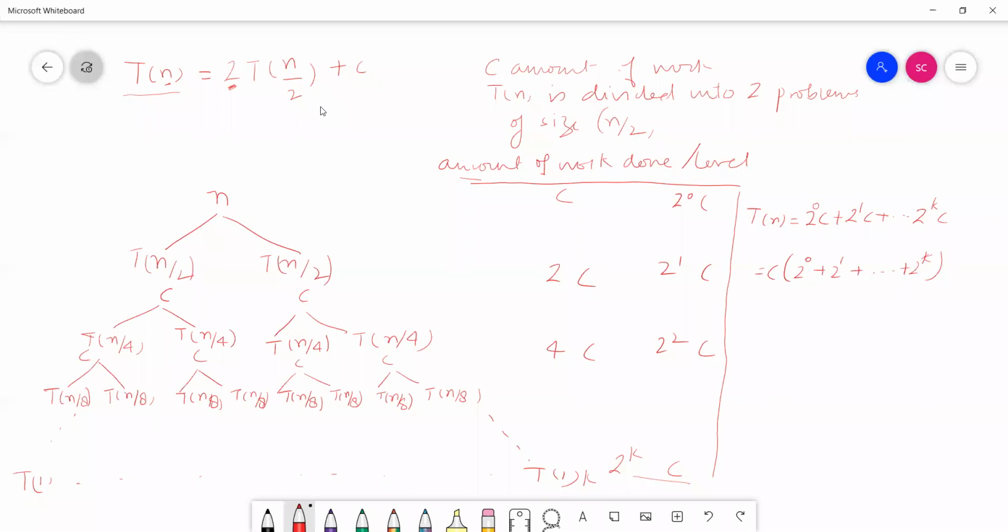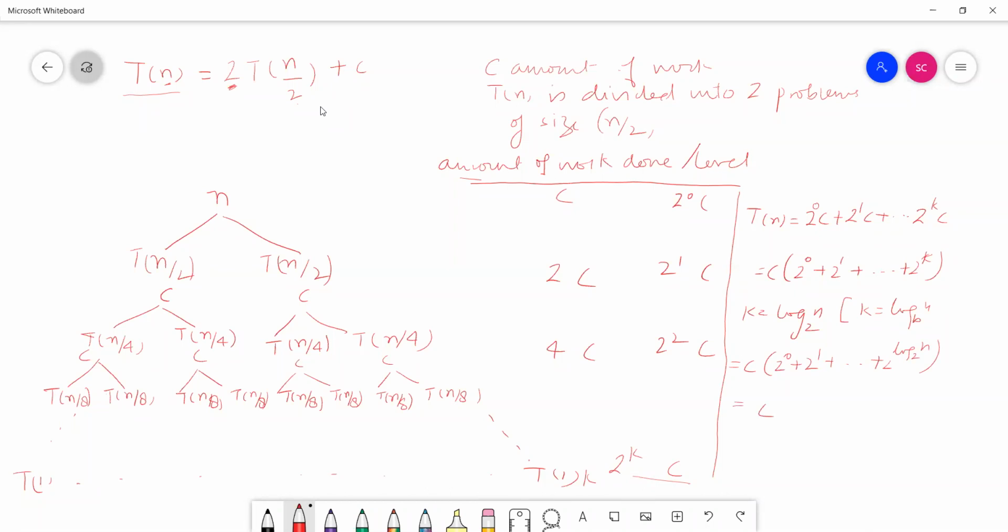Now what is the value of k? I already told you k is equal to log n base 2. Why? Because the value of b is 2. Okay, so which formula have we applied? We have applied k is equal to log n base b. So the value of b is 2, so log n base 2. So we'll put here 2 to power 0 plus 2 to power 1, up to 2 to power log n base 2. Okay, so this is again a geometric progression.